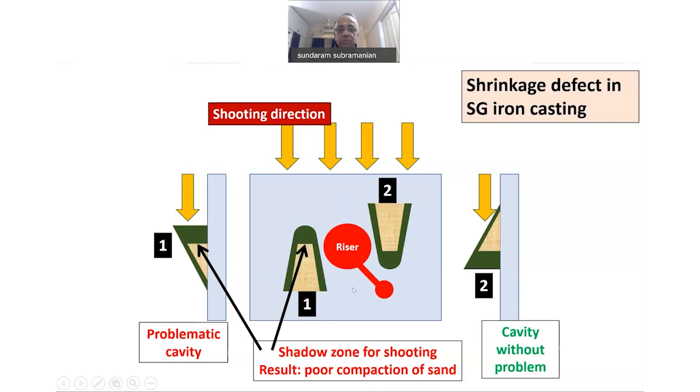So what is the solution? Obviously, you cannot put the cavity like this. It has to be here. So, relocating the cavity.